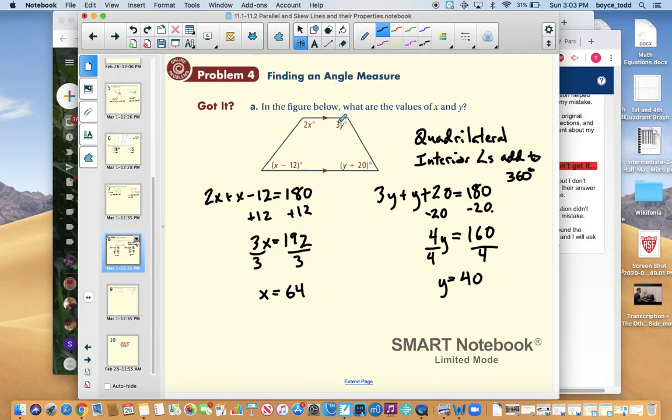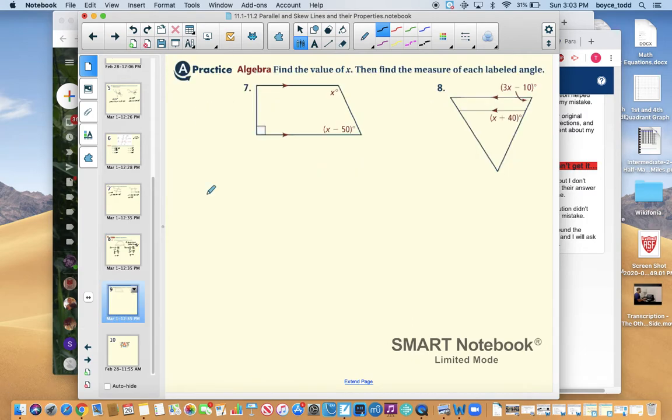Yeah, and that's not degrees, that's just y equal to 40, right? Because if we were to put this in, we could find the degrees, and we would get 120 and 60 here. So that makes sense because it adds up to 180. Okay, but this is a good thing to remember, is that quadrilateral interior angles add up to 360, all four of them. Right? Okay. One more thing to cover.